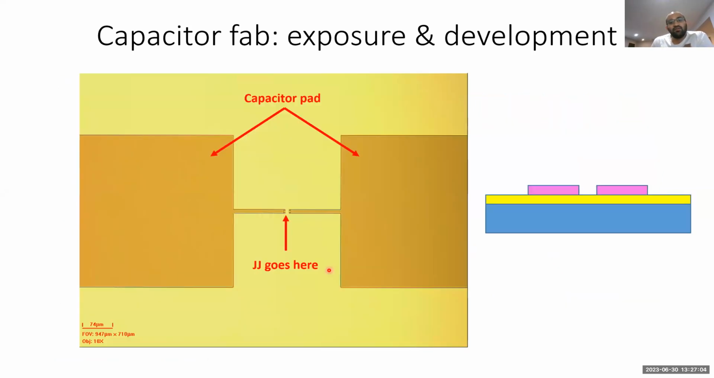So here's an example of what a pattern can look like after exposure and development. Here I have a wafer coated with metal, and my photoresist is masking the capacitor pattern of my transmon. This is the area where my junction goes.